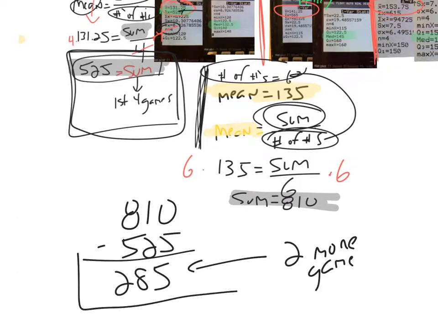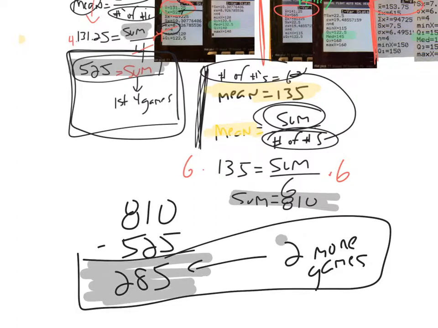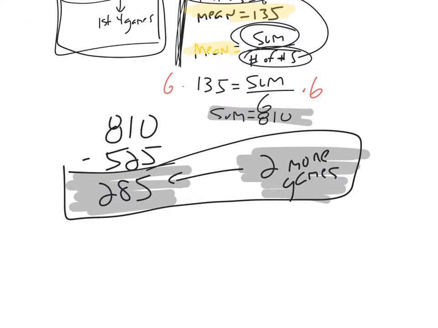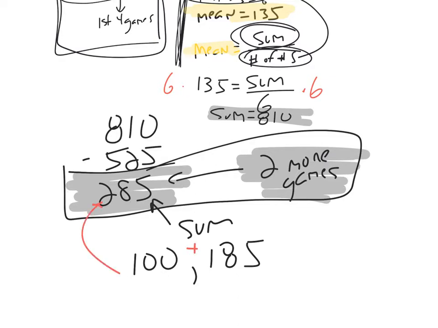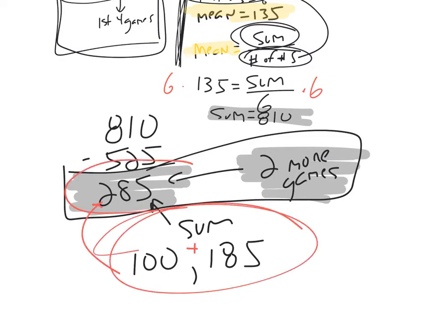So the question said, what could those 2 games have been? Basically, the best way to answer the question is just to say her 2 more games had to have a sum of 285. So you just pick two numbers. If she bowled a 100 and she bowled a 185, that means her sum would have been 285. So here the answer is any 2 numbers whose sum is 285.